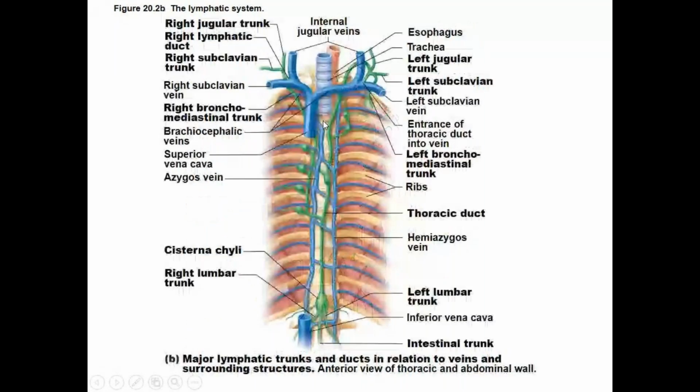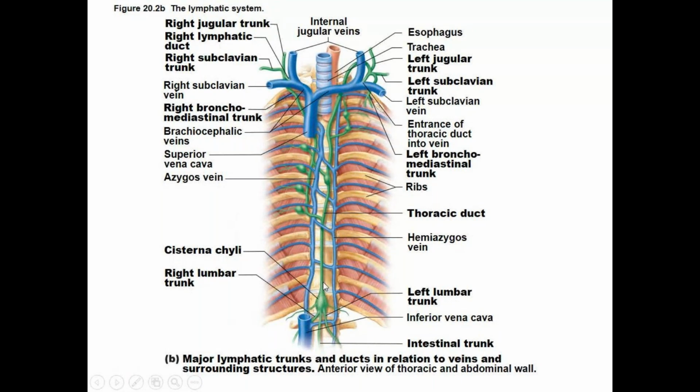If we look a little more closely at what's going on here with most of the organs removed, here we have the right and left lumbar trunks together here, the intestinal trunk in the middle between those, right? And these three come together to essentially form the thoracic duct.